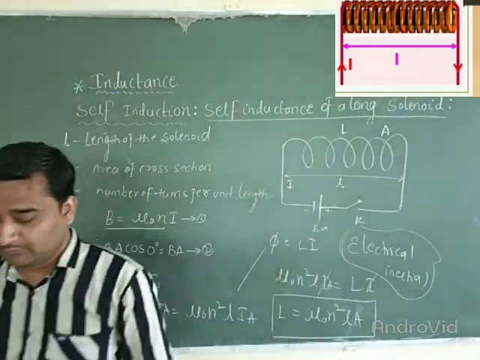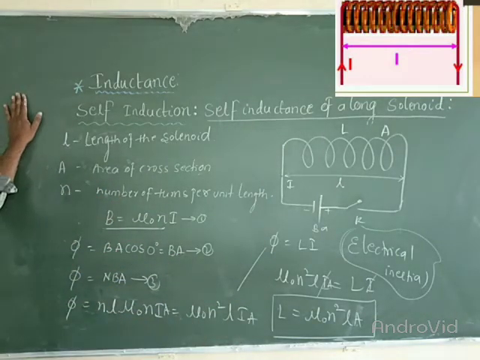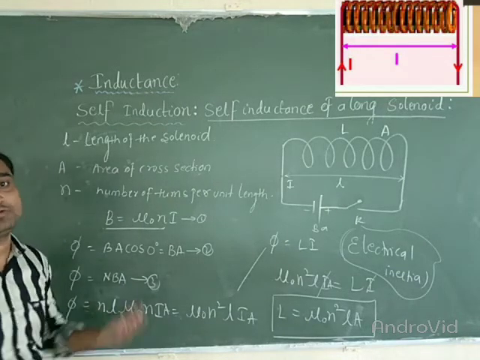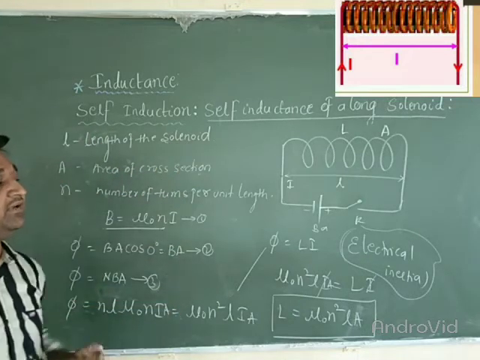So what are the important points we have discussed in today's class? What is self-inductance? That means the self-induction phenomenon. Self-inductance is L. What is the SI unit of self-inductance? That is Henry, and how to define it, and the derivation of the self-inductance of a long solenoid.